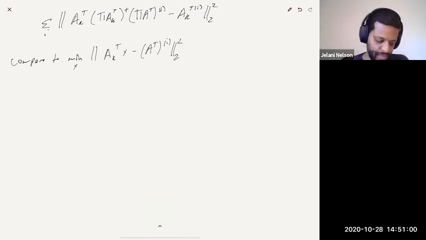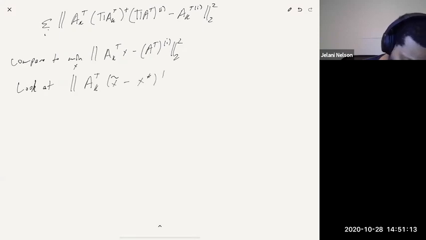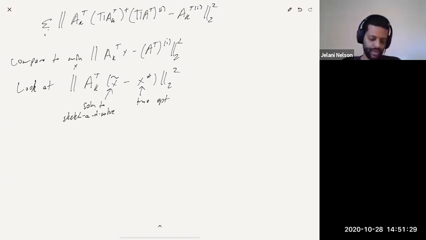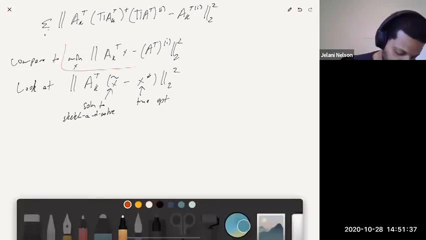Okay. So if I looked at the term A_k transpose times x tilde minus x star, where x star is the true optimum and x tilde is the solution to sketch and solve. So what is A_k, what is the true optimal solution to this problem?